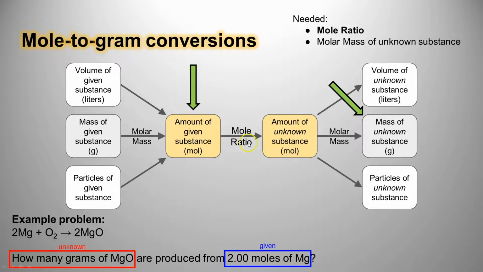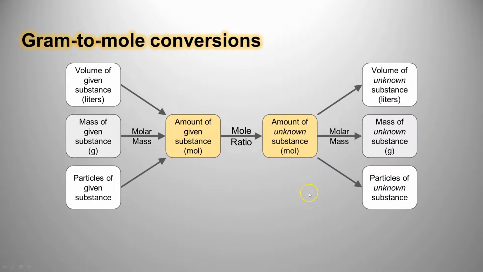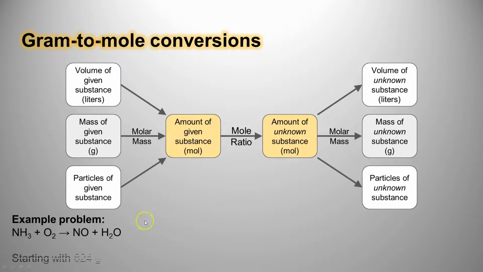All I need for that is the mole ratio and the molar mass of my unknown compound. In this case right here, that's just these 2 steps. Everything else, not necessary for this calculation. So I'm going from moles to grams. I need the mole ratio and the molar mass of my unknown substance. Let's look at gram to mole conversions.